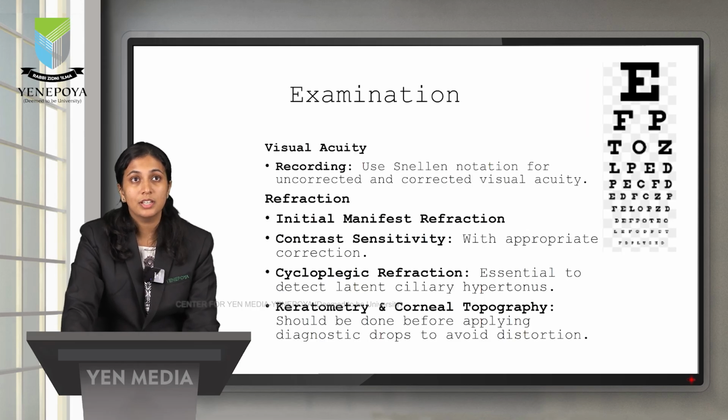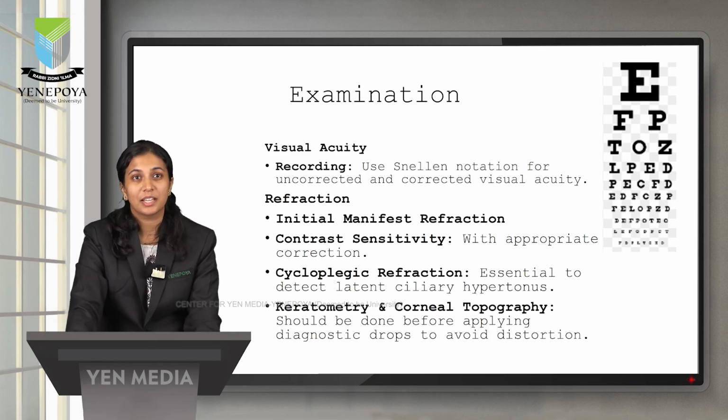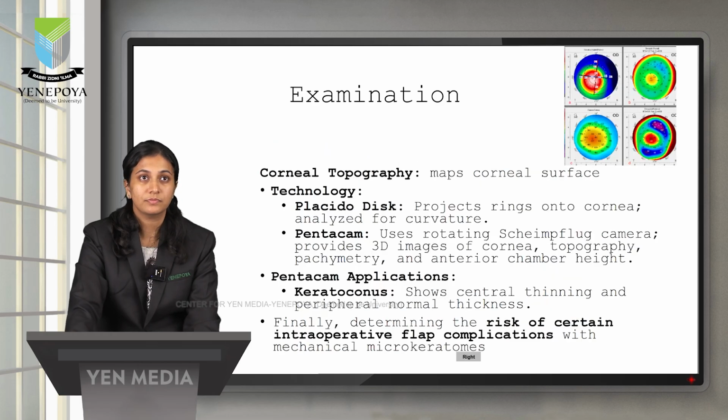Coming to examination, visual acuity recording of the patient should be done. Uncorrected and corrected visual acuity should be checked using Snellen's notation. Initial manifest refraction should be done. Contrast sensitivity should be checked with appropriate correction. Cycloplegic refraction is essential to detect any latent ciliary hypertonus. Keratometry and corneal topography should be done.